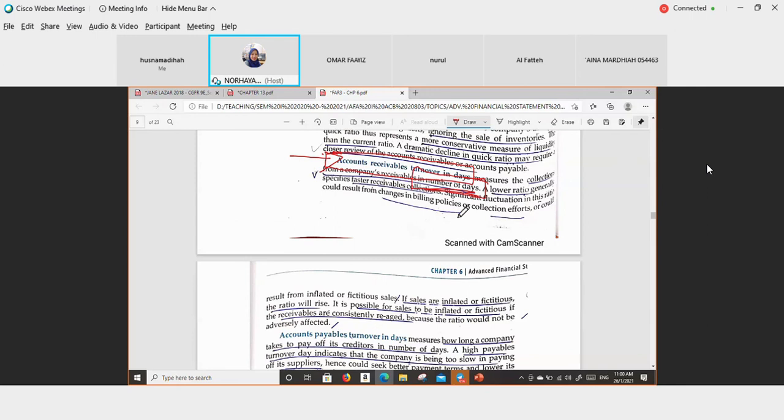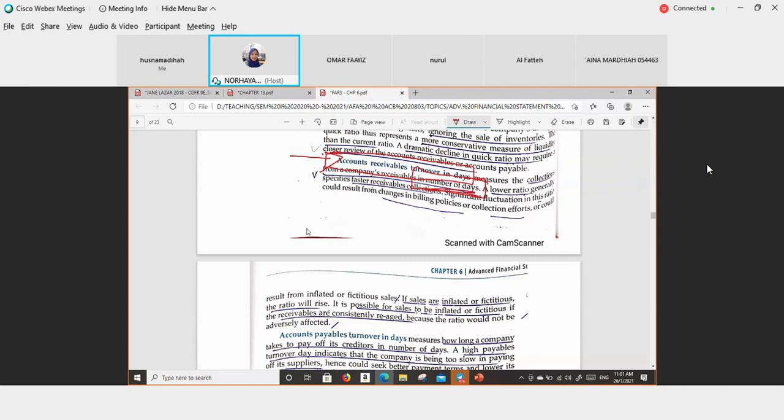Katakanlah number dia kecil, so lagi cepatlah dia collect. Faham tak? Lagi cepat dia collect. Katakanlah 12 days. So every 12 days you can collect your account receivable. Are you following? So yes, the smaller the better lah.